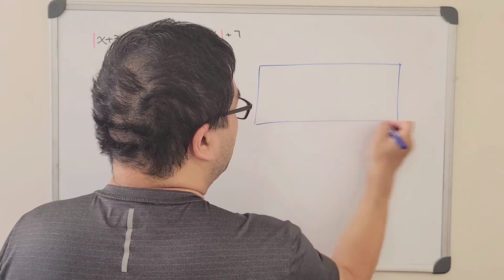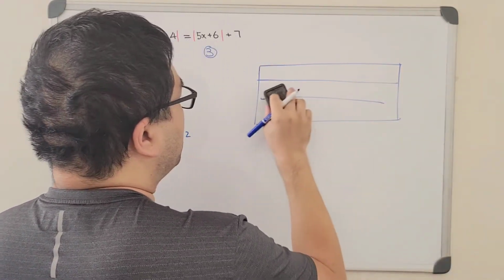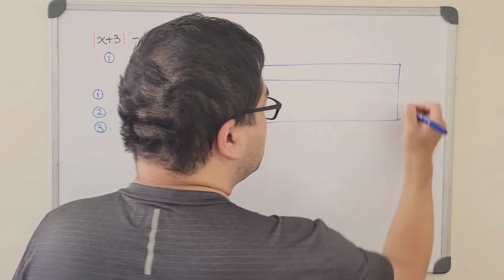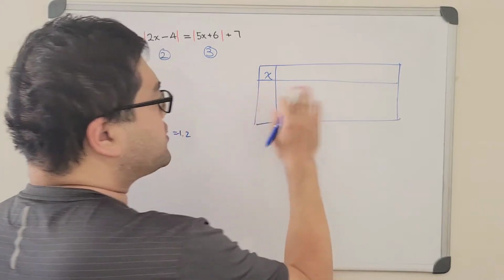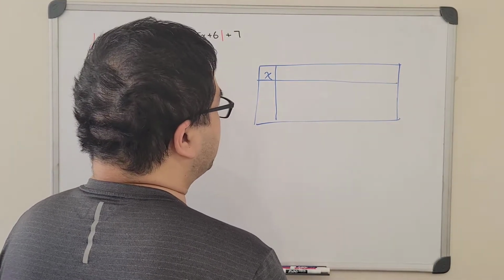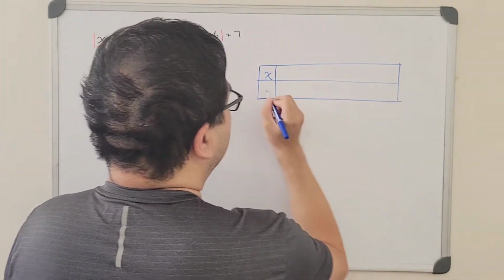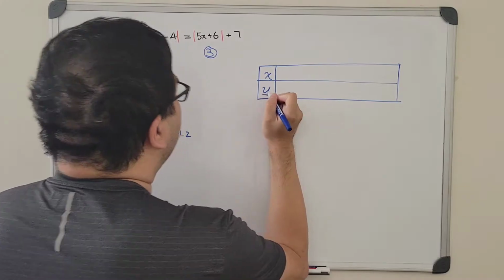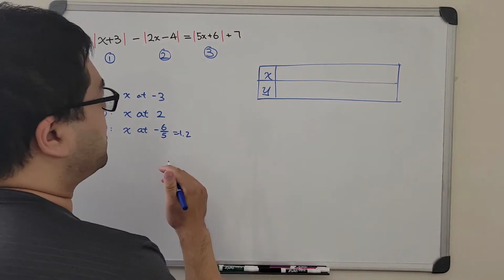So now we are going to do the following. Let's make a table on the right hand side. For the first row, we're going to look at the x value, and for the second row, let's call it the y value, meaning the output of it. And you can also think of it graphically, how these work.